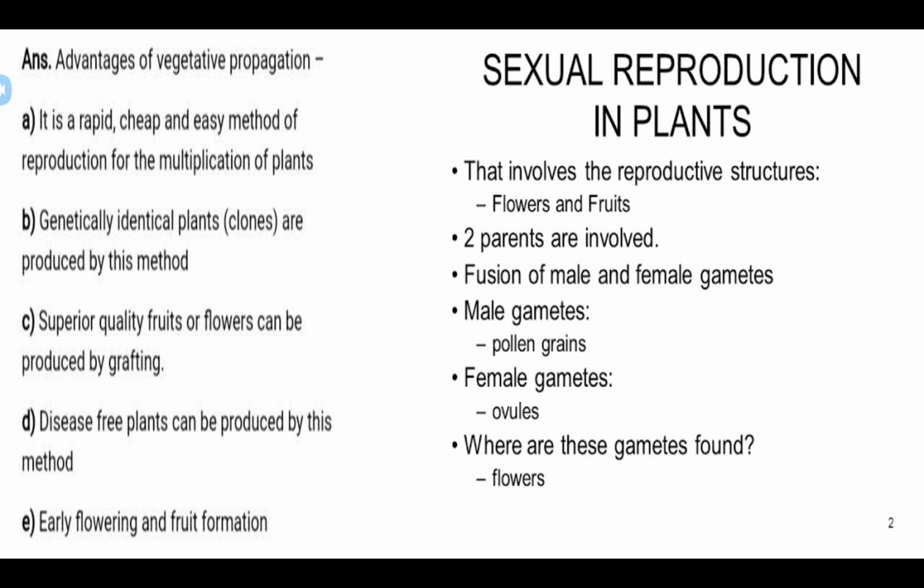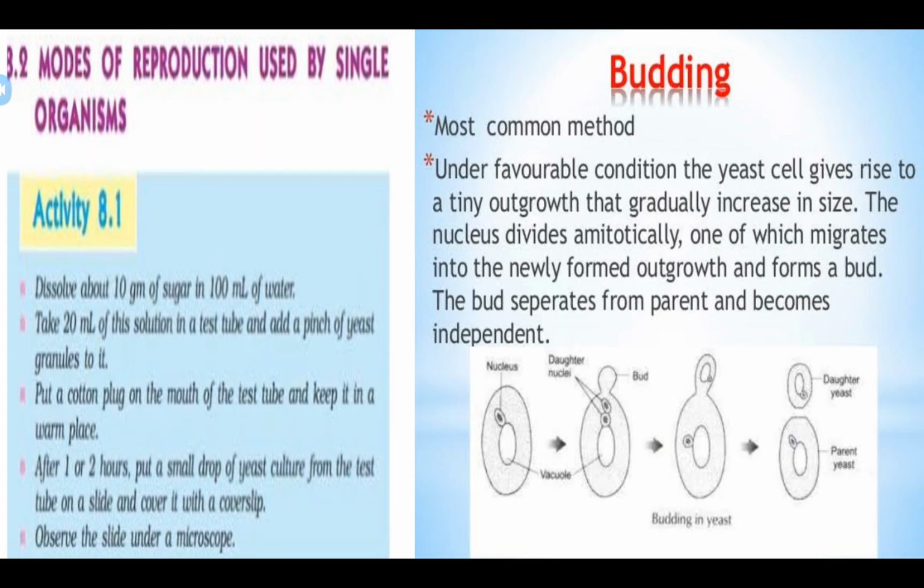Once you recall, what is sexual reproduction? In plants, which part is involved? Flowers. So here, what are the reproductive structures? Flowers and fruits. How many parents are involved in sexual reproduction? Two parents. We need two gametes, but here only one parent. So what is the meaning of sexual reproduction? Fusion of male and female gametes produces the new plant. Where are these gametes found? Flowers. So flowers are the reproductive structures of a plant. We learnt all these through video. Now we are going to learn about the modes of reproduction.